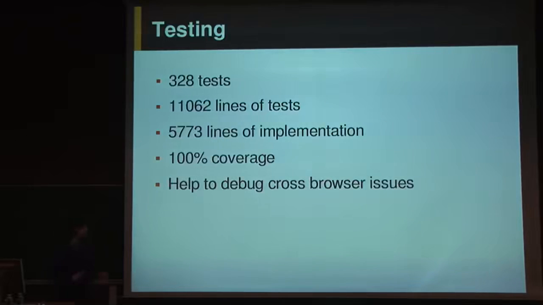And for helping also with cross-browser issues, we do a lot of tests. So currently, jpoker is like 5,000 lines of code, but there is twice as many lines of test, like 10,000 lines of tests. There are 300 independent tests, and they provide 100% coverage on the code base.